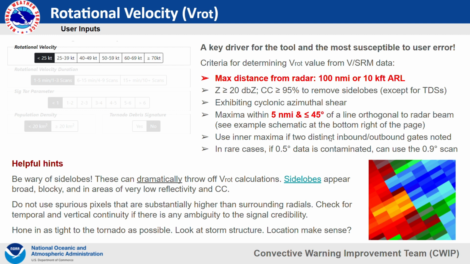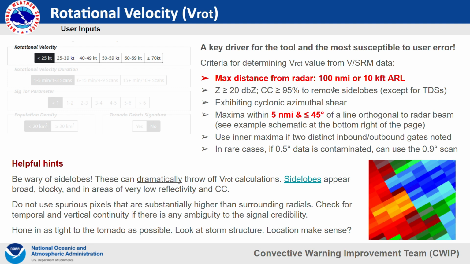Again, VROT is a key driver for this tool and also the most susceptible to user error. And so the criteria was rather strict for ascertaining the VROT values used in this data set. First of all, the max distance from the radar was 100 nautical miles or less than 10,000 feet ARL. So the signature has to be below this level or within or less than 100 nautical miles away to be usable by this tool.